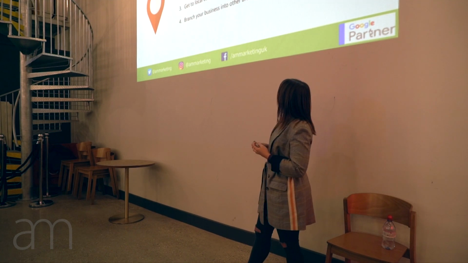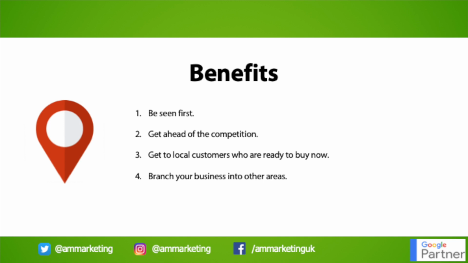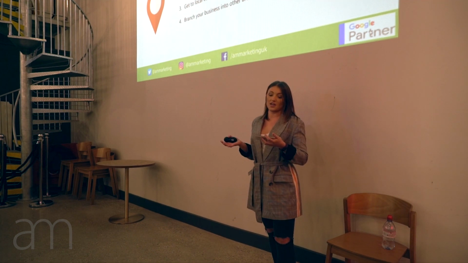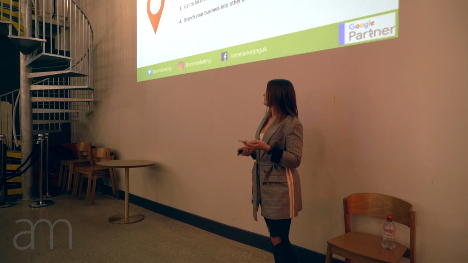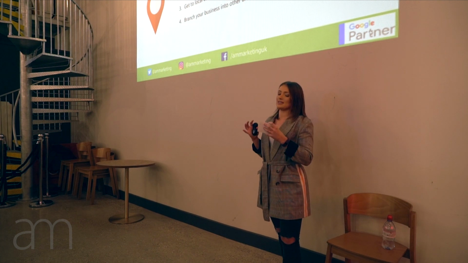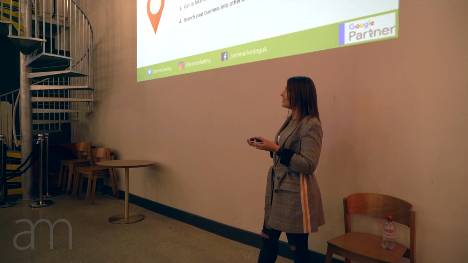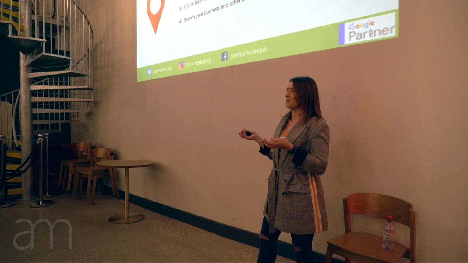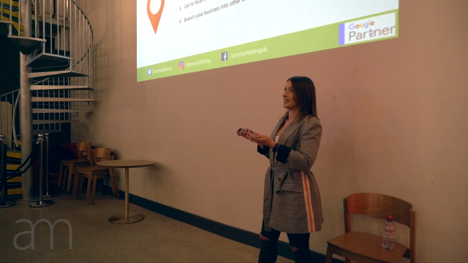Number three is to get to local customers who are ready to buy now. You can do that simply by targeting keywords that indicate an urgency to purchase. For example, the near me searches and local and where to buy. And number four is branch your business into other areas. By using local PPC, you can select the areas where you're advertising and branch into neighbouring areas where you may not already be ranking organically, and also build your brand awareness in these areas. And if there might be a gap in the market somewhere, you can get yourself seen there too.